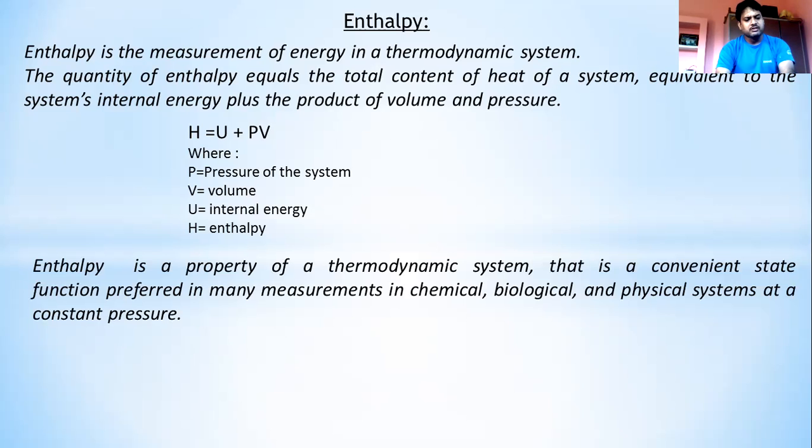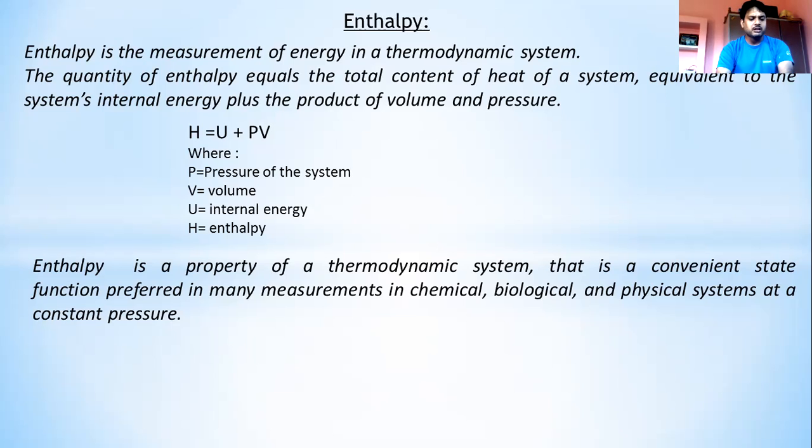Suppose there is a reaction A plus B to C plus D. A plus B are known as reactants. C plus D are known as products. So change in enthalpy, del H, equals the summation of enthalpy of the products minus the summation of enthalpy of the reactants. We have to calculate the total enthalpy for the reactant molecules and the total enthalpy for the product molecules. Change in enthalpy means total enthalpy of the product molecules minus total enthalpy of the reactant molecules.